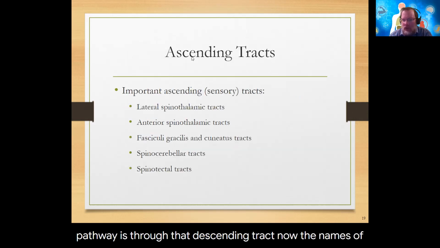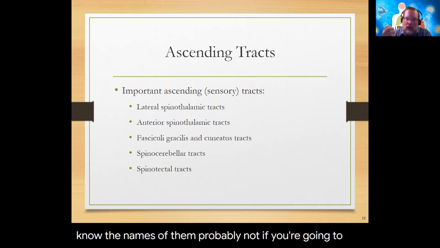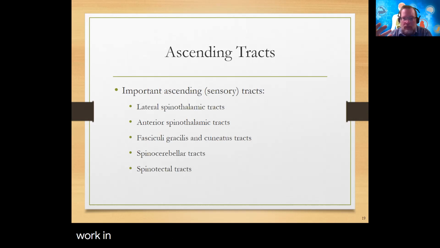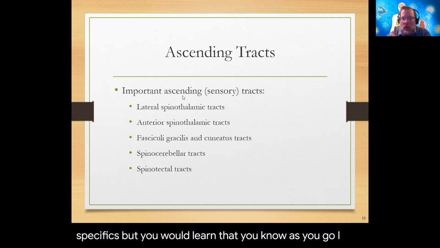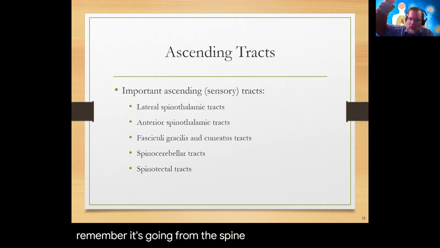Now, the names of these tracts, the ascending tracts, do you need to know the names of them? Probably not. If you're going to work in neurology or neuroscience as a nurse, maybe you may end up working in pain management. You may work in physical therapy, orthopedics, or occupational therapy. You may need to know a little bit more about these specifics, but you would learn that as you go. I do want to mention, though, that if it is an ascending tract, remember it's going from the spine up to the brain.